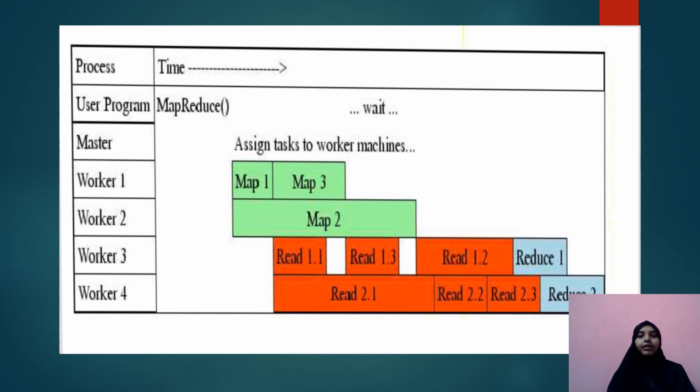So here you can have a look at this process and the time. The MapReduce will assign tasks to the worker machines. It has master and worker 1, 2, 3 and 4.